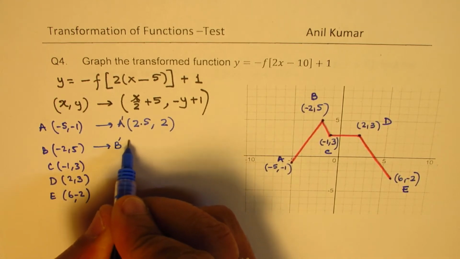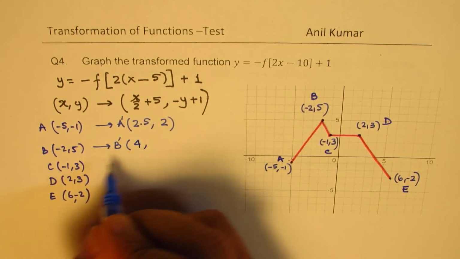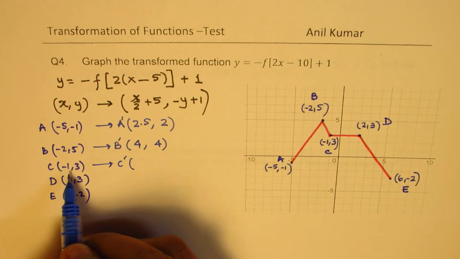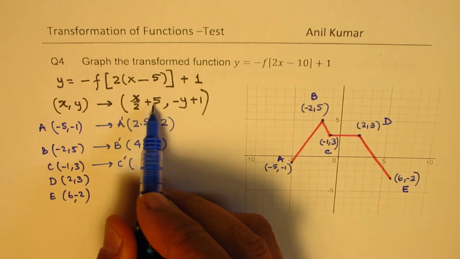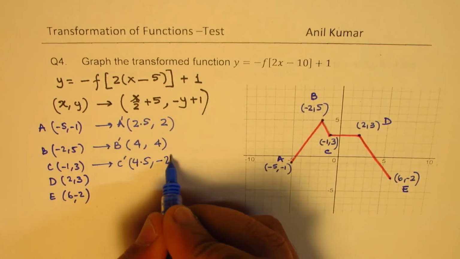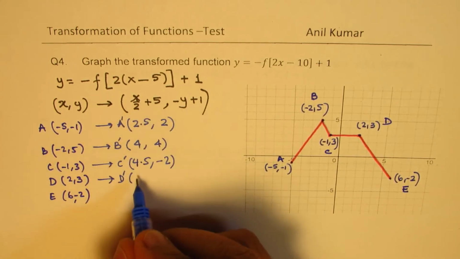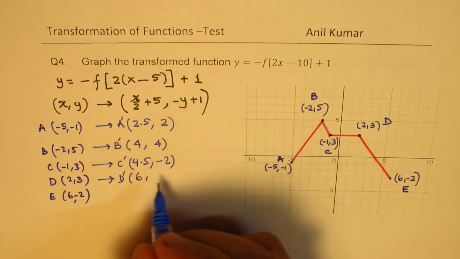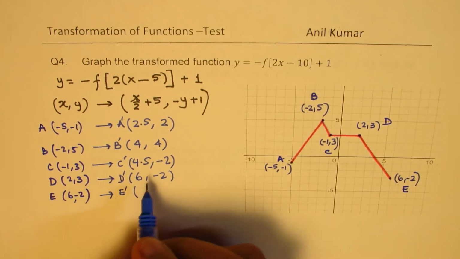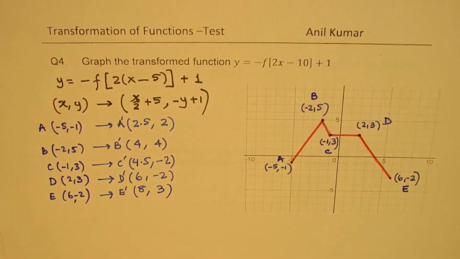Now this image will be, half of this is minus 1, minus 1 plus 5 is 4, and minus 5 plus 1 is also 4. Now C dash will be minus half, that means 4.5, and 3 minus 3 plus 1 is minus 2. Now here D, image will be, half of 2 is 1, 1 plus 5 is 6, 3 minus 3 plus 1 is minus 2. As far as E image is concerned, 6 half is 3, so we get 8 here, and minus becomes 2 plus 1, 3. So those are your new points, right?